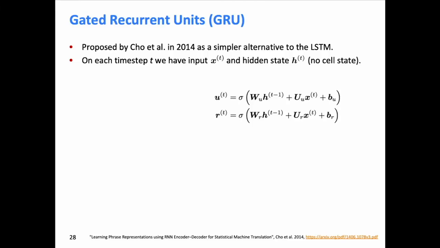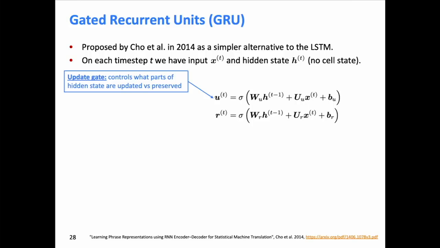We start off with two gates. The first gate is called the update gate. This controls what parts of the hidden state are going to be updated versus preserved. So you can view this as playing the role of both the forget gate and the input gate in the LSTM.